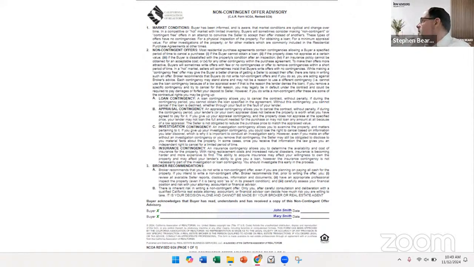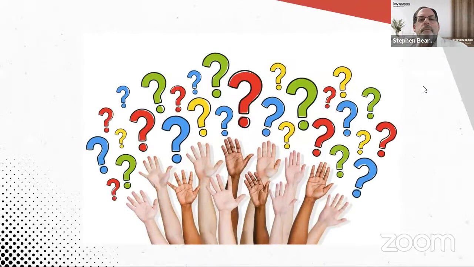These contingencies are buyer protections that are built into the contract that the buyer can choose to have or not have. This form is an advisory. It's like a statement to your buyer: yes, buyer, you can waive these, but here are the implications. Okay. Very powerful tool. I think that's it.